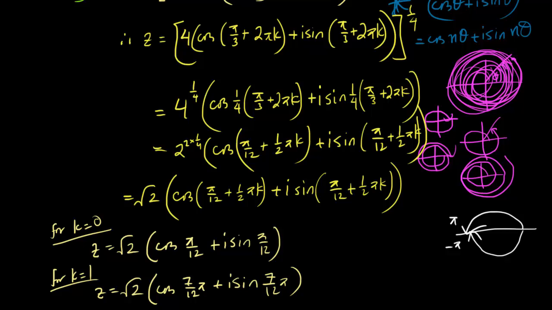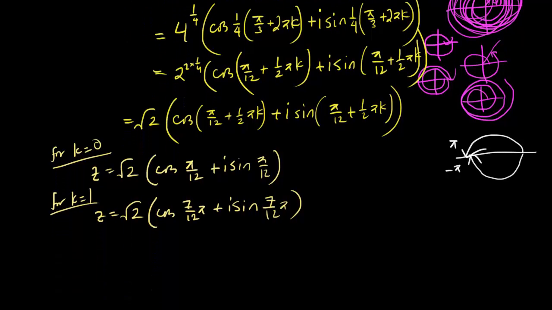Now let's take k equals 2. If we take k equals 2, what would happen? It would be pi by 12 plus 2 into half is pi. So it is already greater than pi. So it would be pi plus pi by 12. So we know beforehand that this is going to be more than pi. So we don't have to take k equals 2.